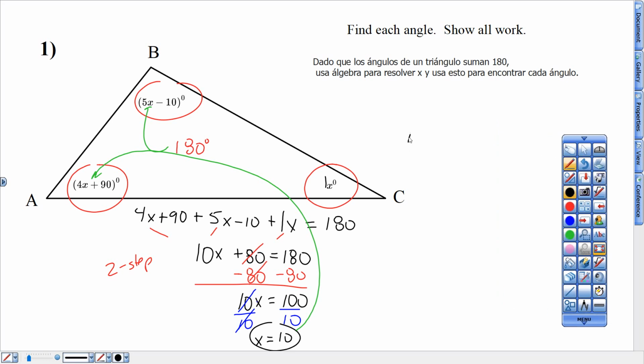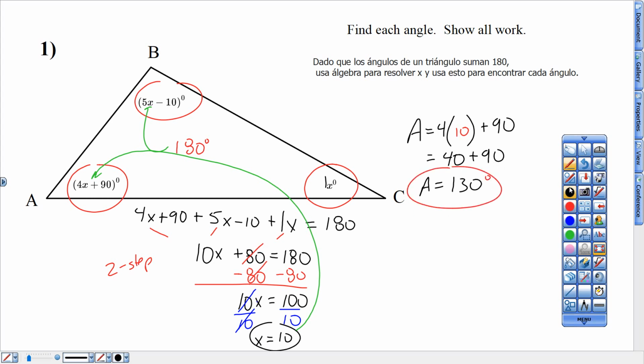For A, take that 4x plus 90. Where there's an x, I'm going to plug in 10. Close that up, plus 90. So that gives me 4 times 10, which is 40, plus that 90 gives me angle A is 130 degrees. If I find angle B, take that x number and plug that into 5, plug in 10 right here, close that up, minus 10. That gives me 50 minus 10, which gives me angle B is 40 degrees.